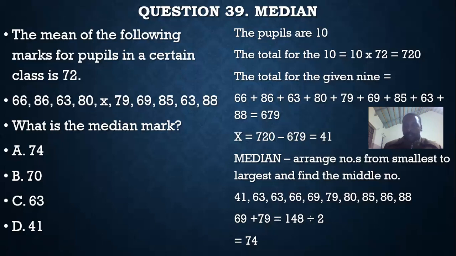To get the middle number, it's easy. Start with the first number, which is 41, and on the other side, we have the last number, which is 88. You cancel 41, then you cancel 88 on the other side. You move to the second number, cancel 63, cancel 86 on the other side. Cancel 63, cancel 85 on the other side. Cancel 66, cancel 80 on the other side. You are left with 69 and 79. Put them together, add them together, divide by 2, you get 74.